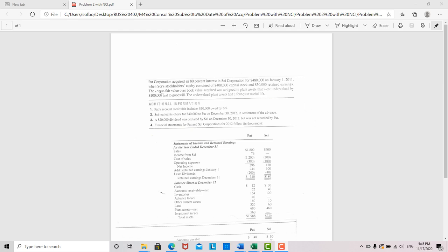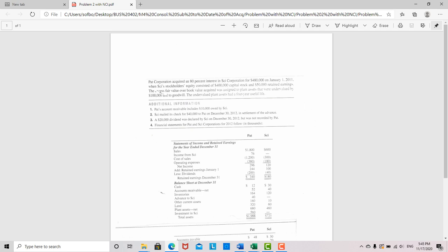The next one was a similar problem, but it was first year, but it had a non-controlling interest. In this problem, we have both a non-controlling interest and a second-year problem, so we might call it a multi-year problem. Okay, so this is going to be M4-3 on Brightspace. Let's start going over this problem.